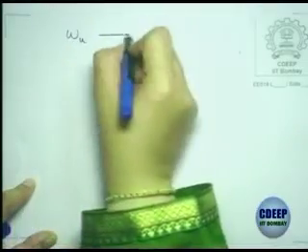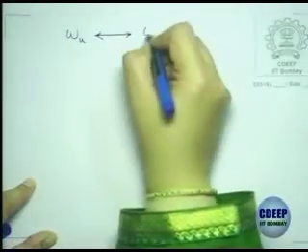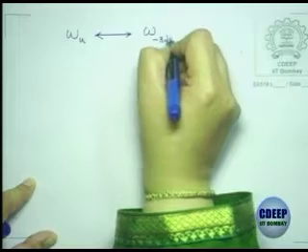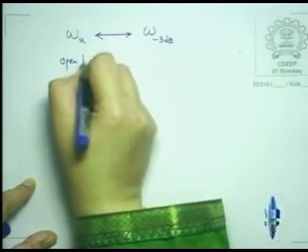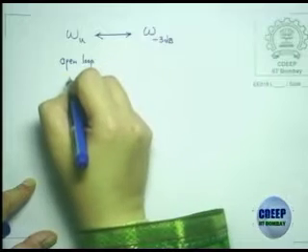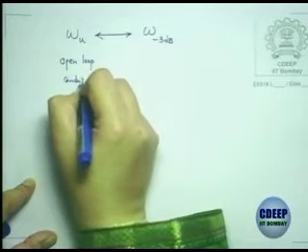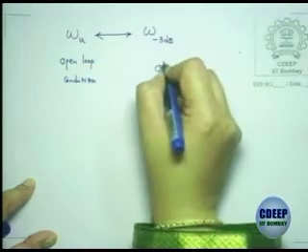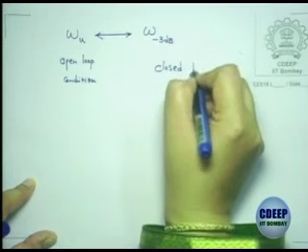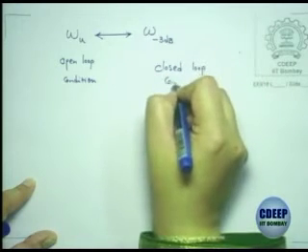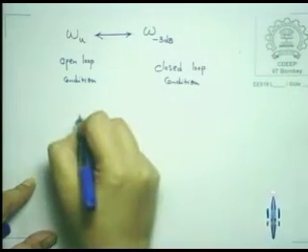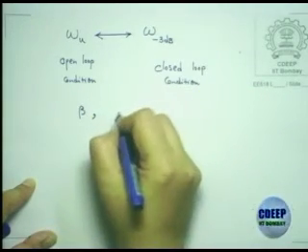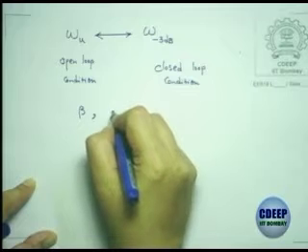What is the relation between omega unity gain and omega minus 3 dB? This is for the open loop condition. This is for the closed loop condition. So you can consider the effect of beta and consider whether you have one pole or two poles.